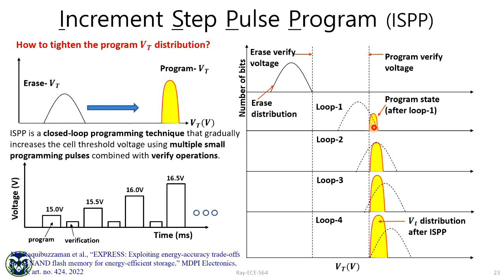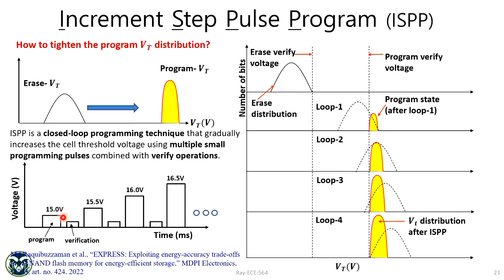Then after the first loop, your program distribution will look like this; the yellow part has been programmed. This is just the position, if there was no verify. If you keep giving these pulses without this verification, this is how the distribution will go. It will not be tighter. Why is this cell distribution getting tighter?